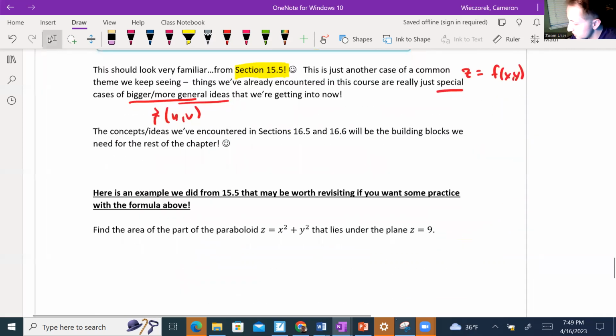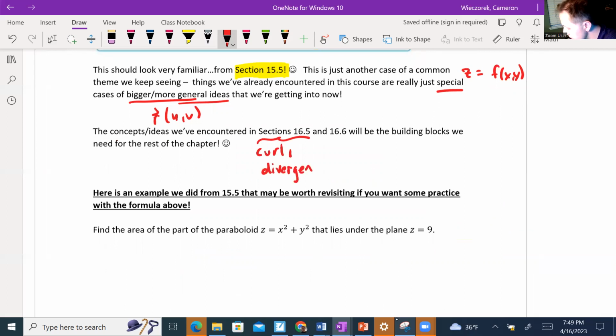And everything we've done in 16.5 and 16.6 are really going to be the building blocks we need for the rest of the chapter. So in 16.5, we talked about curl and divergence. Curl is going to play a very big role in Stokes' theorem, and divergence is going to play a very big role in the divergence theorem, otherwise known as Gauss's theorem. And in 16.6, we've been looking at parametric surfaces and their areas. This is going to play a big role in surface integrals and flux integrals coming up in 16.7. Okay, so lots of background information we need to be able to do the cool stuff for the rest of the chapter.